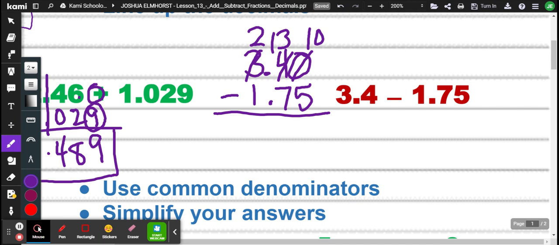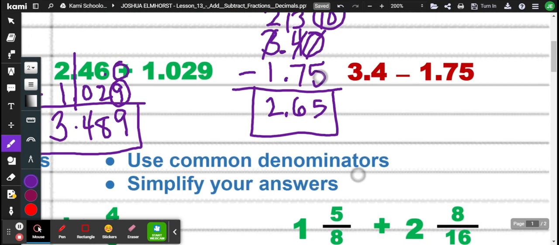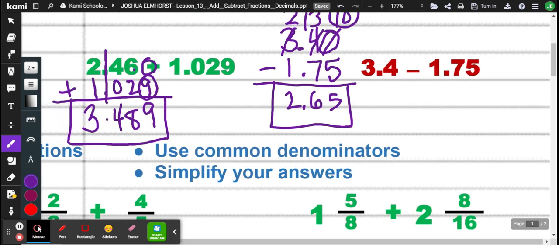There was 3, we put 10 with it, now it's 13. Now we have enough to subtract 5. 10 minus 5 is 5. 13, take away 7, we can do that. We have 13 now. That's going to give us 6. Bring your decimal down. So we should be good to go right there. Adding, subtracting decimals, line up your decimals, borrow when you need to subtract.